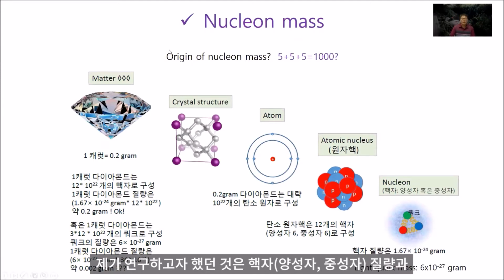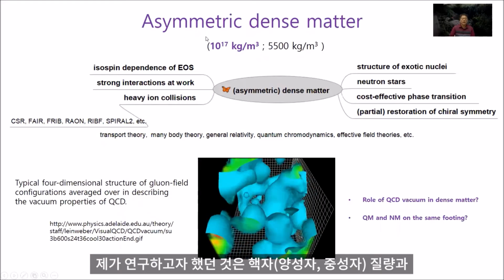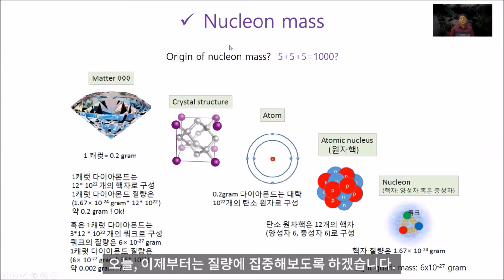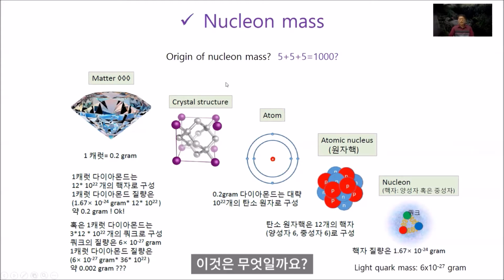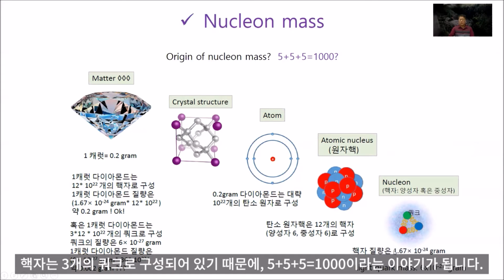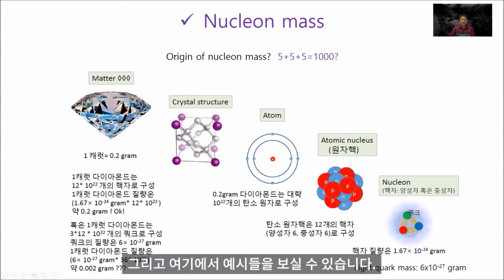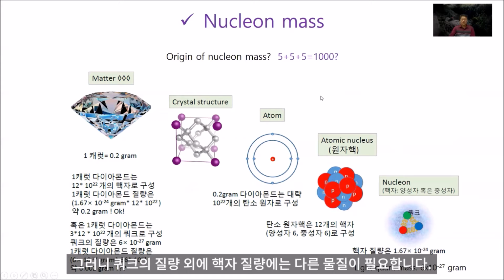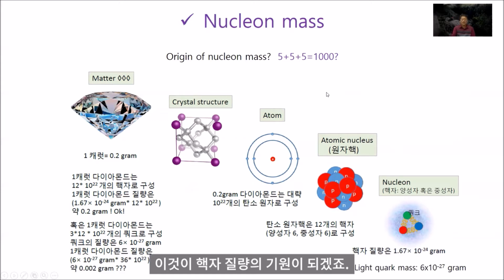What I want to study is the role of the QCD vacuum on nuclear mass and also on asymmetric dense matter. Today, I will mostly focus on nuclear mass. So what is the issue here? The mass of the quarks is about 5, while the mass of a nucleon is about 1,000. Since the nucleon is composed of 3 quarks, it's like 5 plus 5 plus 5 is 1,000. It's very strange. Is it true? 5 plus 5 plus 5 is 1,000? Of course, it's not. So we need other contributions to nuclear mass other than the mass of the quarks. This is the issue about the origin of nuclear mass.